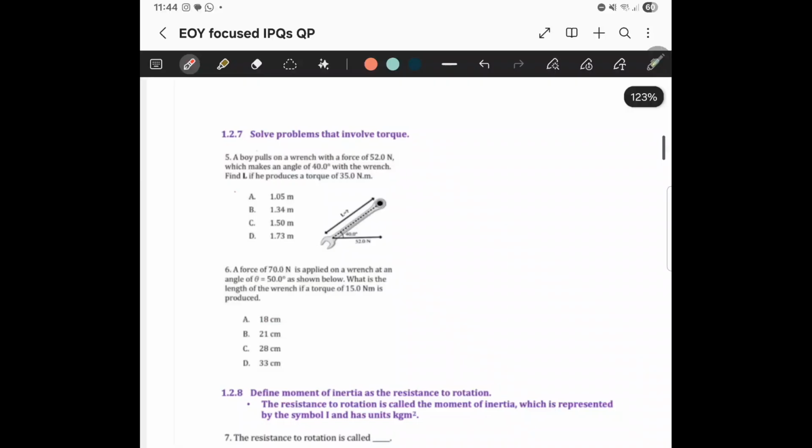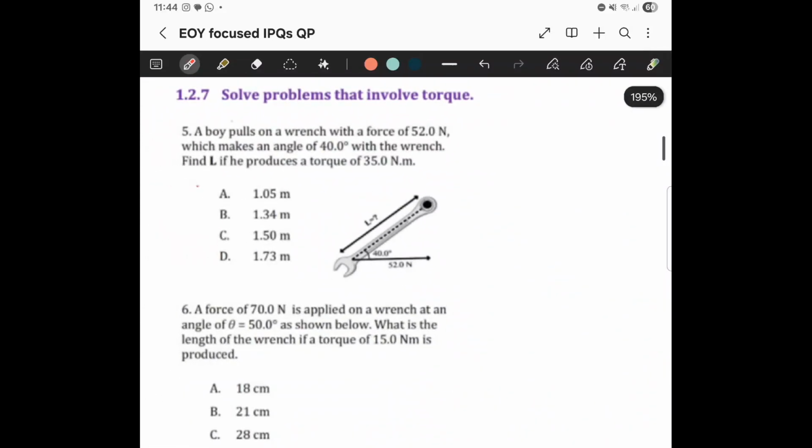Very nice. Now, over here, a boy pulls on a wrench and he has a force and it's got an angle. Find L if he makes that torque. So this is L. So all we need to do is we have the force, we have the angle, we need the L. That L is basically the distance. The torque equals F, usually I write D, right? FD sine theta. So I will rename that to L.